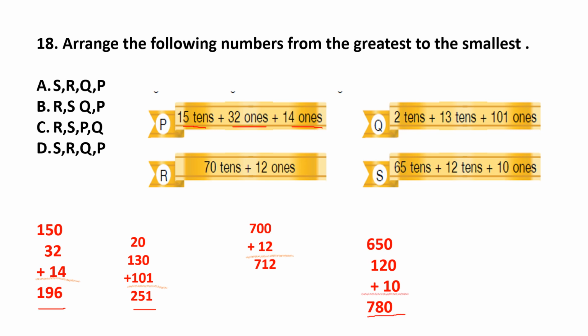Which is the greatest number? Greatest is S, then R, then Q and P. S, R, P, Q is the sequence. Answer is option A.